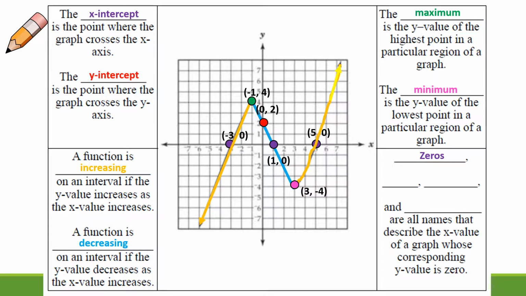Okay, the last little flap is talking about zeros, roots, solutions, and x-intercepts. Those words are all interchangeable, you guys. Zeros, roots, solutions, and x-intercepts are all the names that describe the x value of a graph whose corresponding y value is 0. So whenever I use the word zero, root, or solution, this is the same definition for all of them. They all go back to x-intercepts, so the x value when the corresponding y value is 0. So make sure we get all of those words inside of our foldable and that we've highlighted or color-coded our key features on our picture graph.